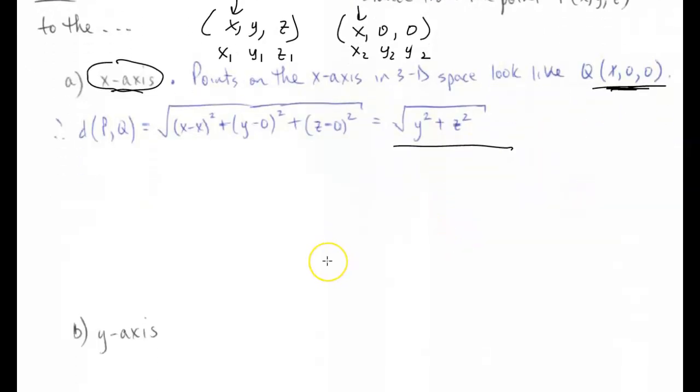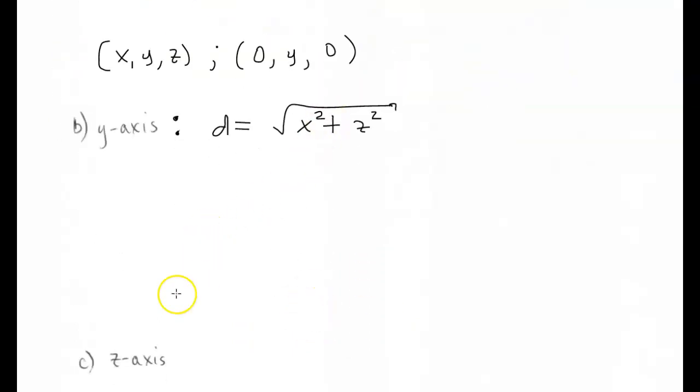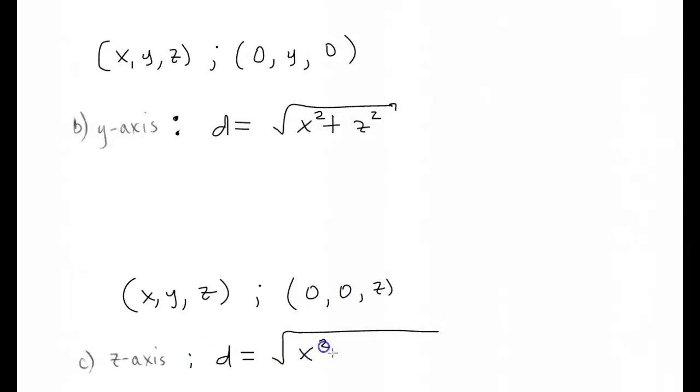So if I was to take that sort of thinking here and say, now I want the same situation, but now I want a point that's going to be on the y-axis, it's going to look like this. And of course, the y variable is the one that's not going to be there. So the distance between those 2 points now would just be square root of x squared plus z squared, okay? And then, of course, if we did the same thing, but now we want to measure the distance between a random point and a point on the z-axis, then it is the z variable that isn't included. And we see that the distance between those 2 points is just square root of x squared plus y squared.